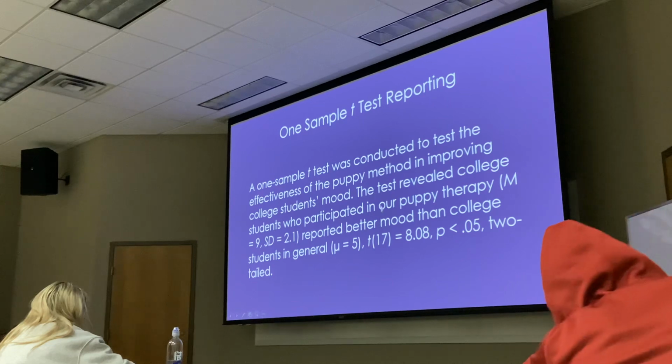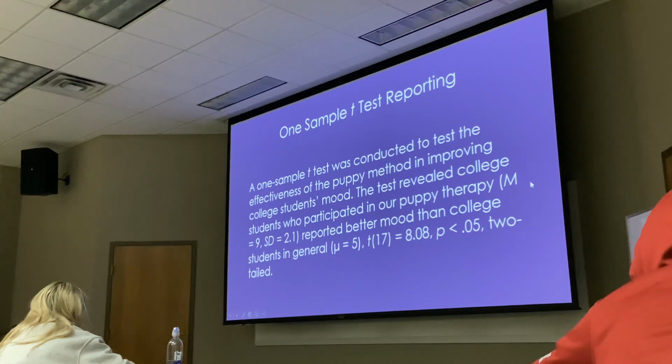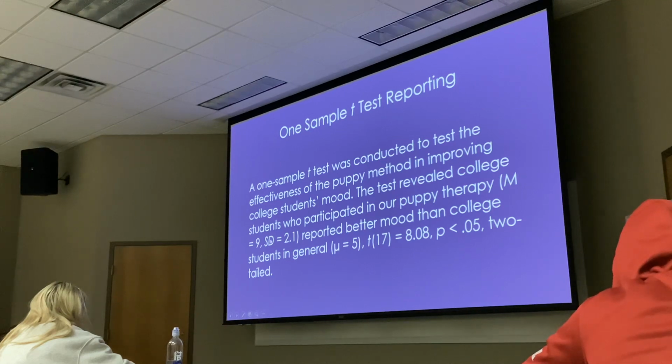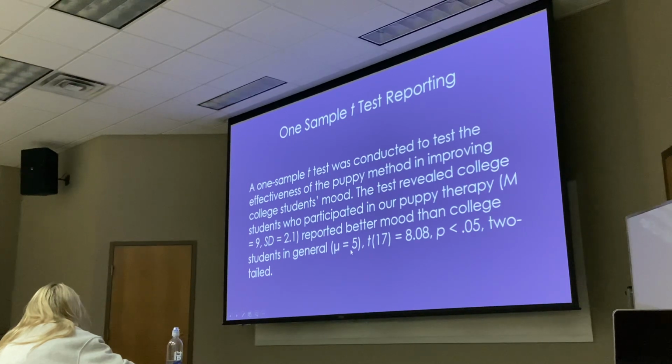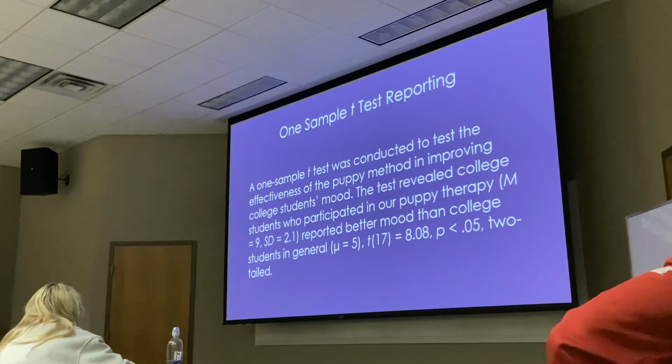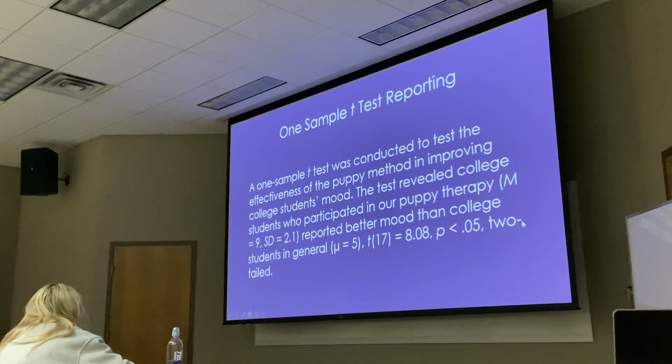Here in the example, it says the test revealed college students who participated in our PEPI therapy, our sample mean, our sample standard deviation, reported better mood than college students in general with a known mean of here 5. Okay, you can pull that information. Your known mean though is 39. That was the value that was provided to you, right? Then you can report your t-test statistics in APA style.